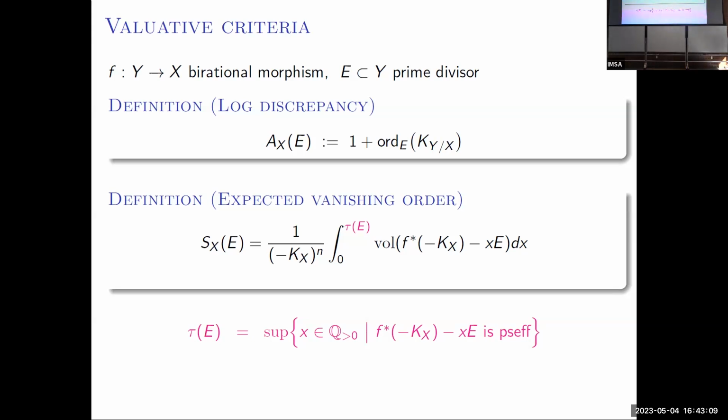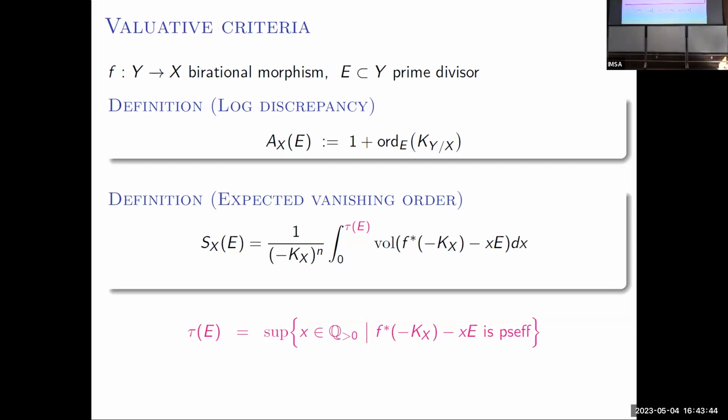This is going to be a semi-ample line bundle on Y. And if I start subtracting a little bit of E, this is still going to have sections, and so the volume is going to be non-zero. At a certain point, exactly when I reach tau, the line bundle that appears to the right is no longer effective. And so up to this point the volume is non-zero, and then it becomes zero.